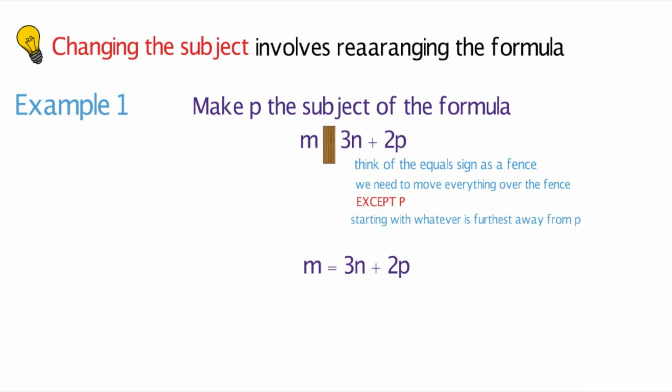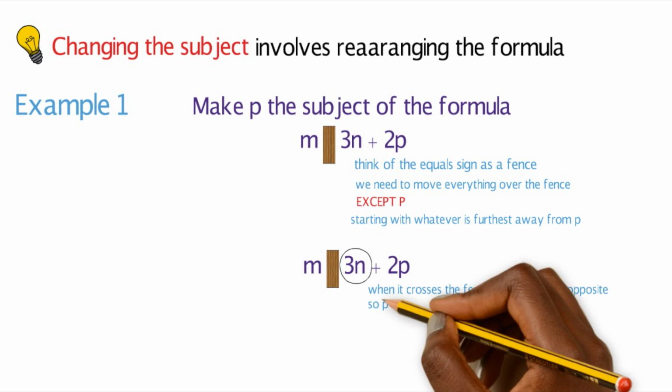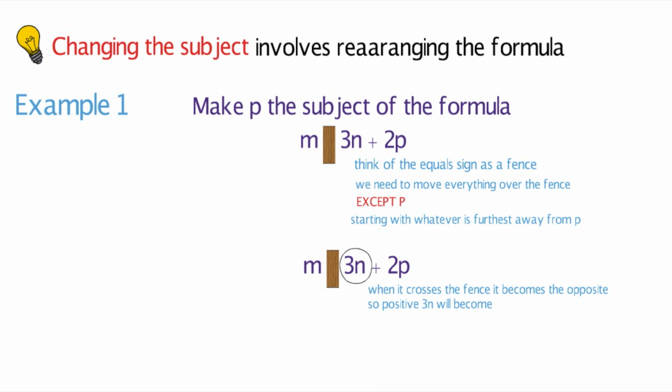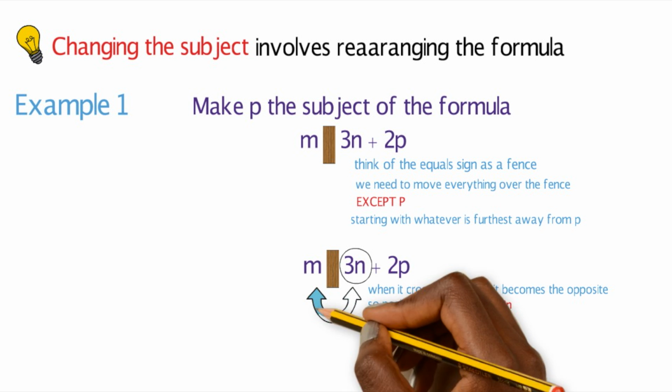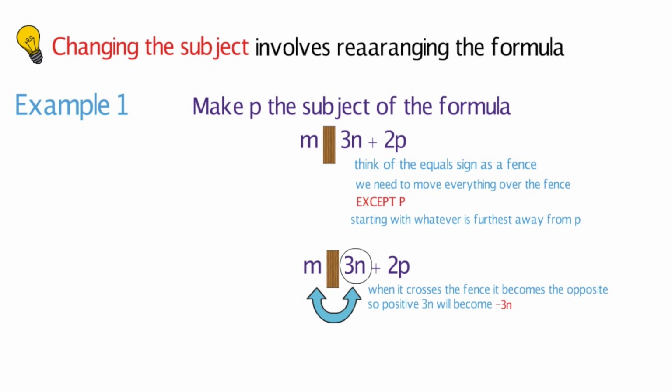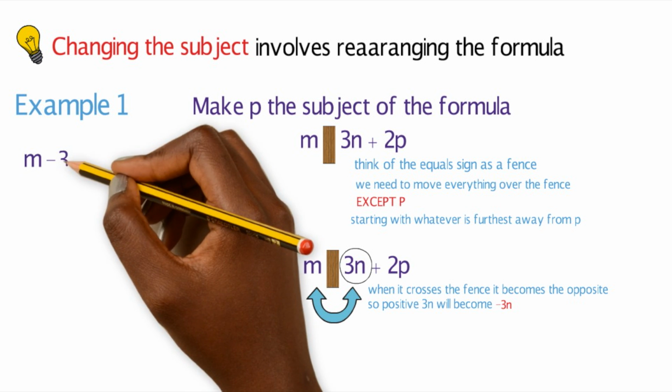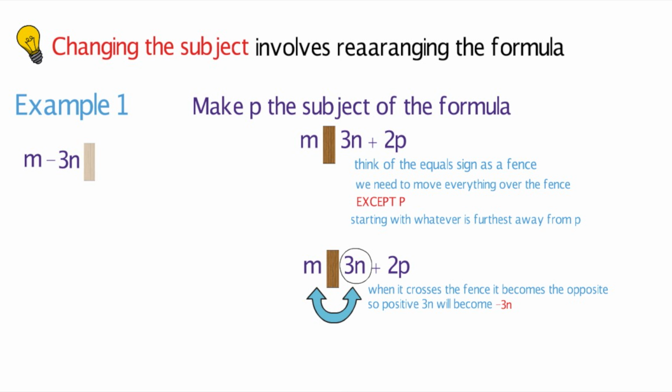So in this example of this equation, the thing that's furthest away from P on the same side as it is 3n. And so rather than moving 3 and n separately, we're going to move 3n over to the other side. And when you move something over the fence, it changes and becomes opposite. So if it's positive 3n on one side, when you move it over the fence, it's going to become negative 3n. So now our equation has changed to m minus 3n, and then you have your fence, and then we've only now got left 2p on the other side.